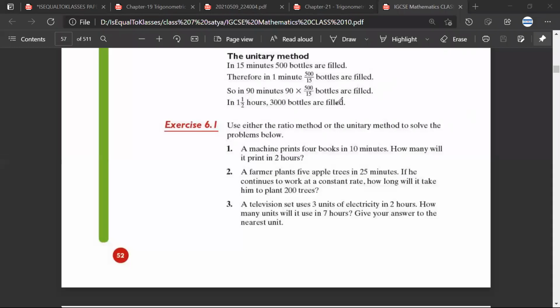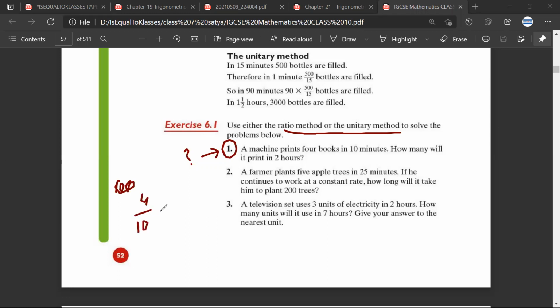Okay, Mr. Sarthak, question number 1, what should I do? I did it from the ratio method. Yeah, it is absolutely okay. So for 10 minutes, 10 is to 4 and 2 is to x. So 4 upon 10 equals x upon 2.